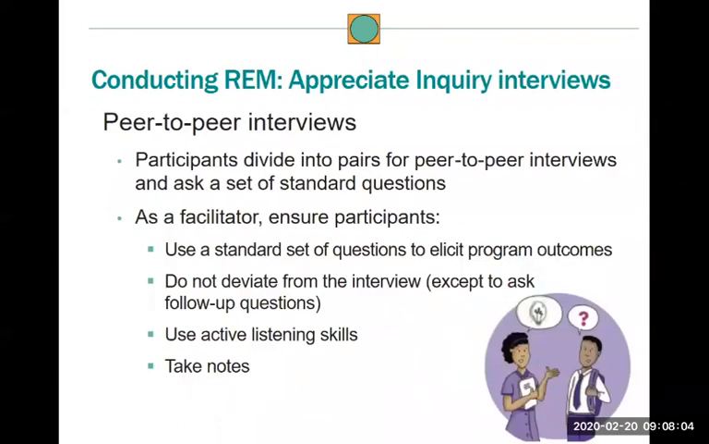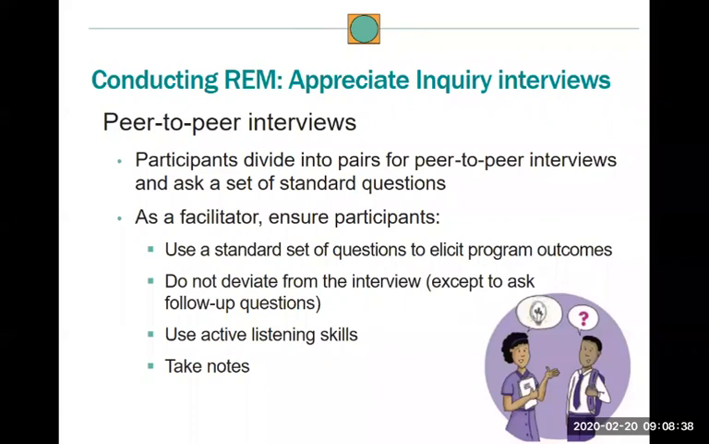So the first part is the appreciative inquiry interviews. In this part, the facilitators ask participants to pair up with someone, and then within each pair, each participant interviews each other, and each person asks the other a standard set of questions, and this is given to the participants ahead of time. So the participants may ask tailored follow-up questions to clarify the partner's response, but they stay on topic. And each person should be an interviewer and an interviewee once.